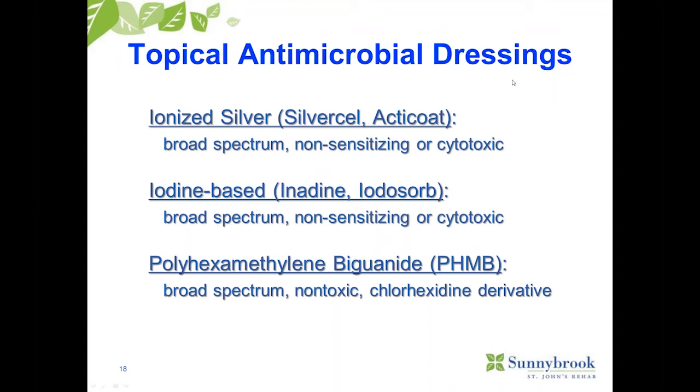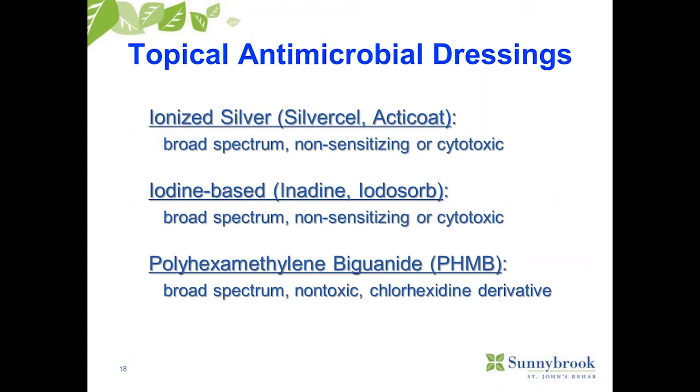I'm not going to talk about the creams today, but we do have a number of different kinds of dressings that are very effective antimicrobials that are good for local wound infection. Ionized silver, povidone iodine through different release mechanisms, and PHMB, which is polyhexamethylene biguanide. It's a chlorhexidine derivative. So all of these are broad spectrum. They do not generally cause allergic reactions or are non-sensitizing, and they are not cytotoxic. They are safe to use on fragile wounds.